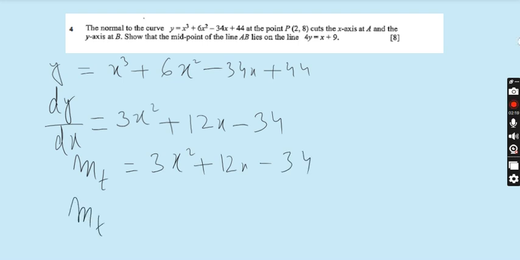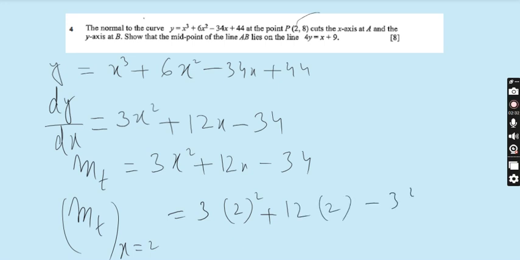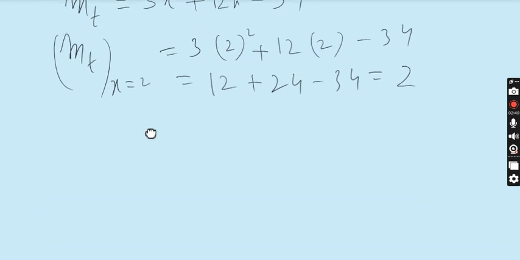Now satisfy this gradient by the value of x which is given in the coordinate P, that is x equals 2. So 3 into 2 square plus 12 into 2 minus 34. 2 square is 4, 3 fours are 12, 12 twos are 24, minus 34. 24 plus 12 is 36, minus 34 is 2. So gradient of tangent is 2.